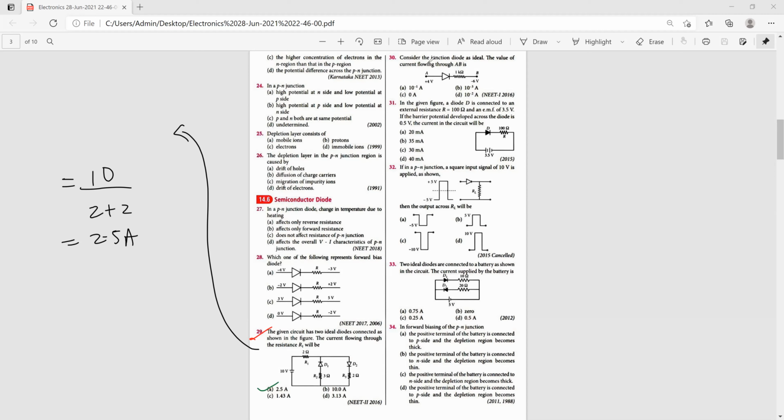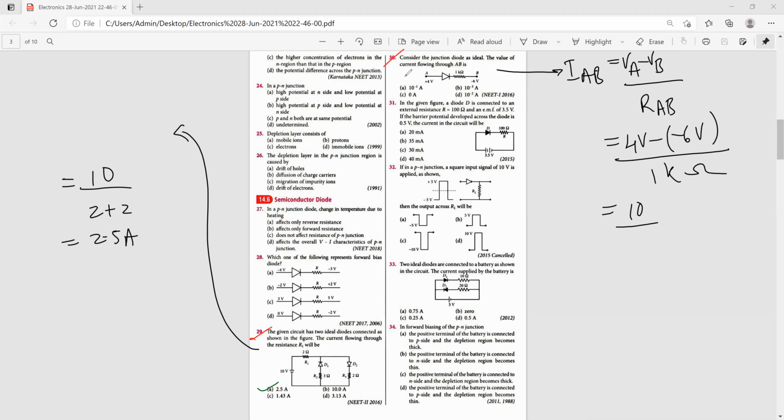30th one. Consider the junction diode as ideal. The value of current flowing through AB is? They have given four options. For that, I_AB is given by the formula (V_A minus V_B) divided by R_AB. That is equal to (4 V minus (-6 V)) divided by 1 kilo ohm. So that is 10 divided by 1000, equal to 10 to the power of minus 2. So this one is the right answer.